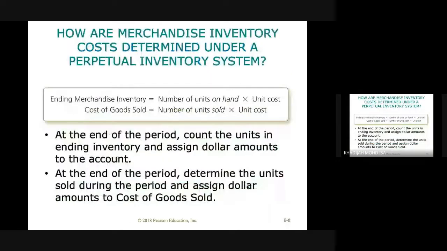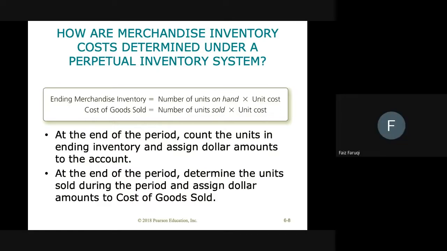How are merchandise inventory costs determined under a perpetual inventory system? Under accounting, there are two types of inventory system. Number one is the perpetual inventory system. And number two, anyone can guess? One is the perpetual inventory system. The other one is?